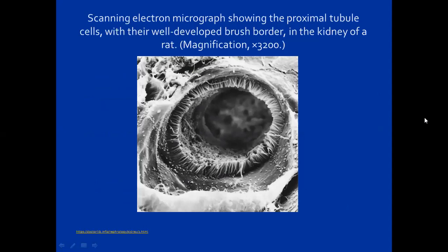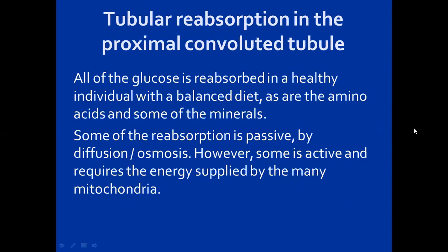This is a scanning electron micrograph showing the proximal convoluted tubule. And what you can see is the many microvilli that are present there. It's in the kidney of a rat, and the magnification is 3,200 times. Okay, just for interest, because it was beautiful.